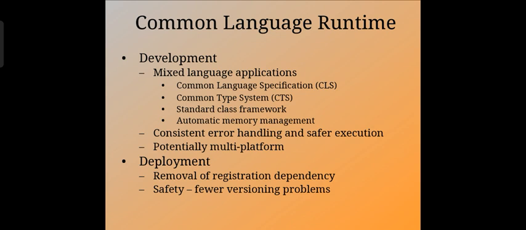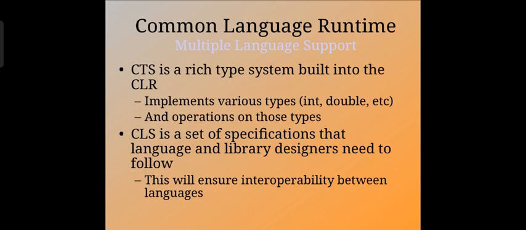And next one is deployment. We can remove the registration dependency, and it is safe also, we can avoid some problems. And it has multiple language support. It is based on CTS, which is a rich type system. From that only we can build a program or a framework in .NET. In CLR we can implement various data types like int, double, float, etc. And it consists of some specifications, and it will ensure interoperability between various languages.